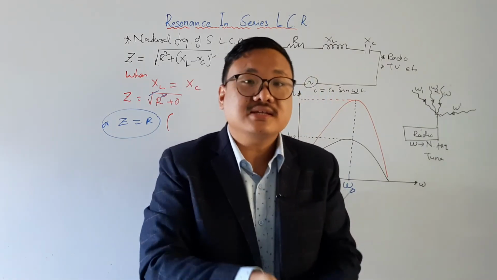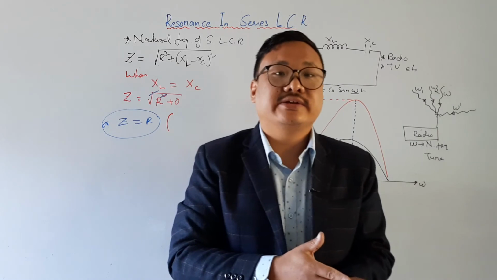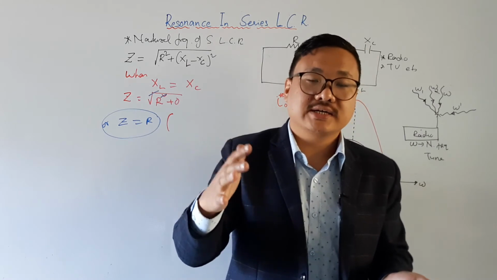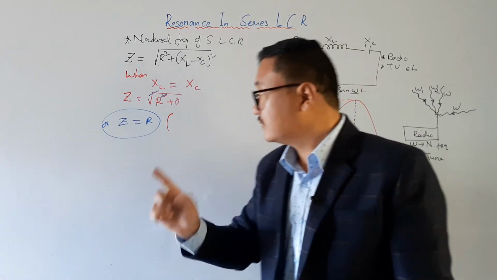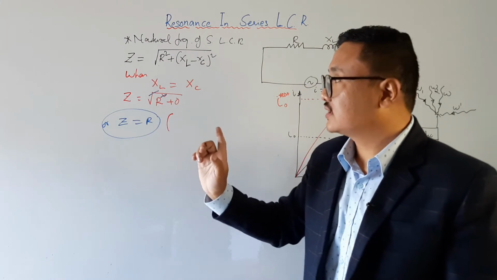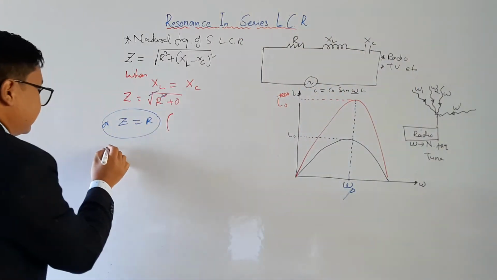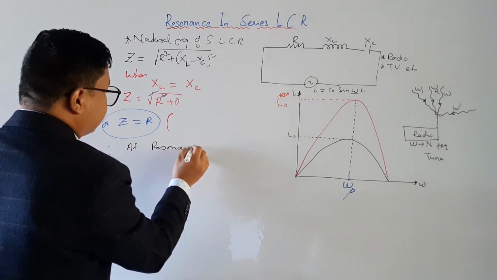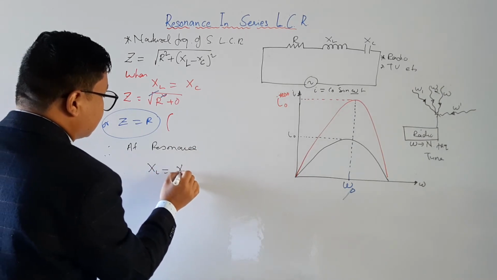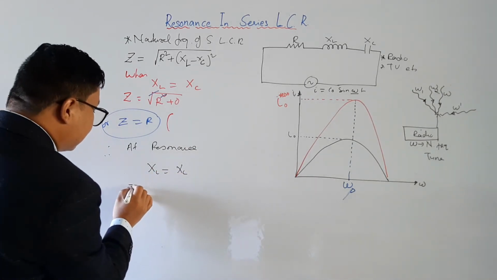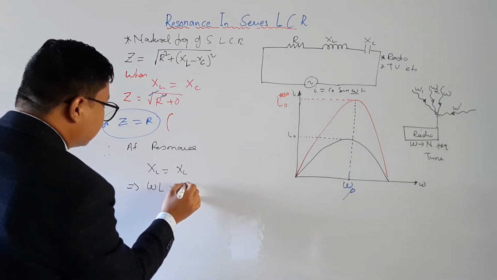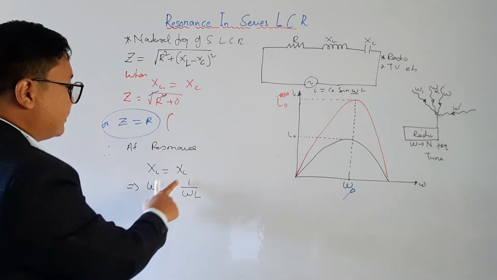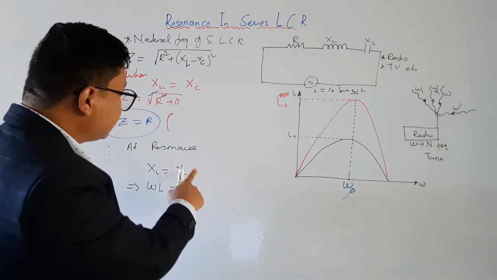So at this condition, this circuit is said to be at resonance. Resonance will occur when XL becomes equal to XC. So at resonance, XL is equal to XC. And what is the value of XL? The value of XL is omega L, which is equal to 1 by omega C. We have studied that the value of XL is omega L and the value of XC is 1 by omega C. And this is at resonance.